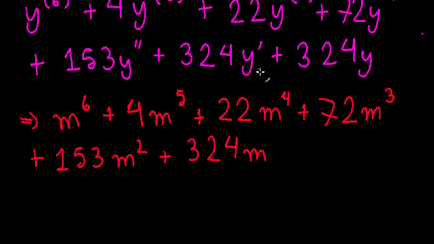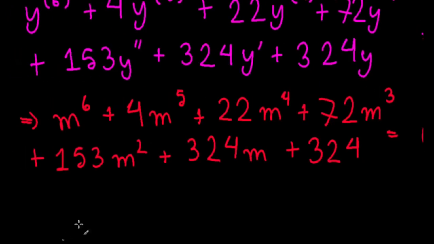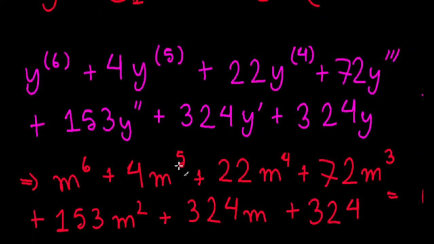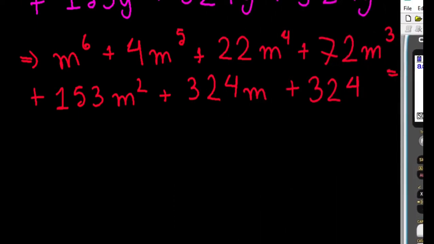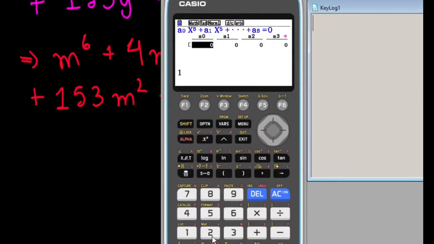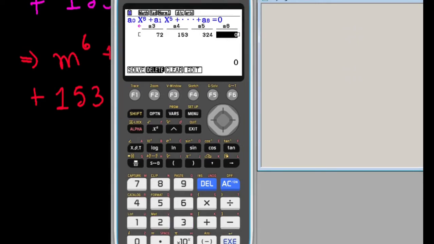So 324 y prime, that's just m plus this. So all of this is gonna be 0. Again, this is pretty much impossible for us to solve by hand. At least it's gonna take a lot of time. So I'm gonna plug all the coefficients into my calculator. So let's see, 1, 4, 22, 72, 153, then we have 324 and 324, right? Yeah, so 324 again.